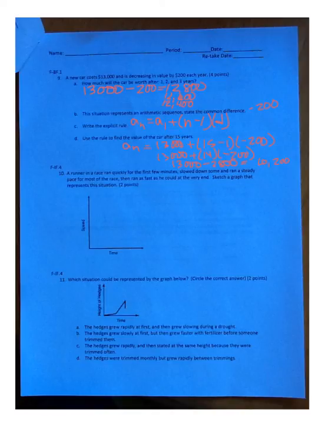A runner in a race ran quickly for the first few minutes. Slowed down, so he's like running along. It doesn't even say he was running steady, so we just know he's running quickly. Maybe he just started. And then he slowed down. And then he ran a steady. And then he ran as fast as he could.